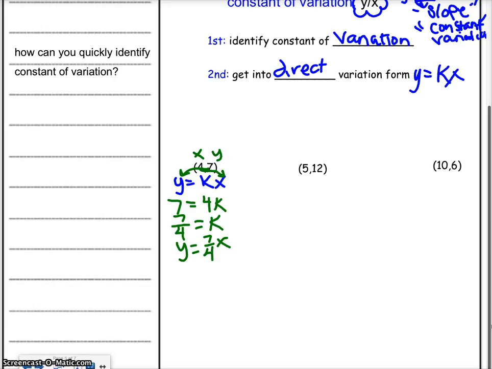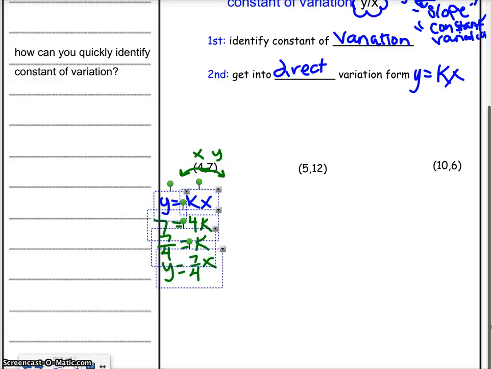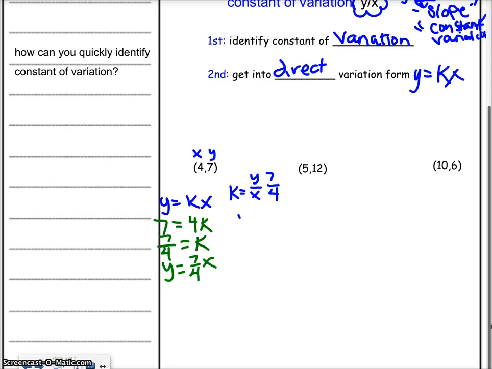And then I decided this year, I think I'm just going to teach you the trick. Some kids just want to get to the trick right away. Remember that k is always going to be y over x, okay? K is always y over x. Do you agree with that? Change in y over change in x. So k would equal y over x, which is 7 over 4. Y equals 7 over 4x.